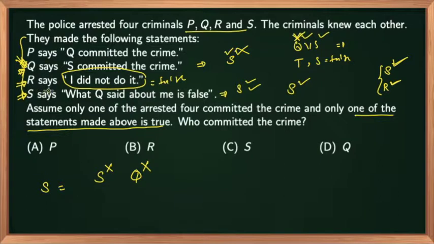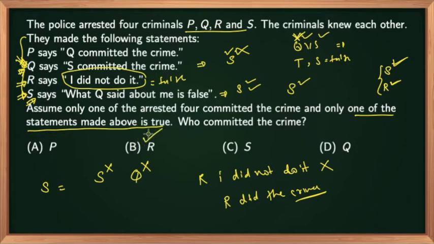Now whatever R says is also wrong. So R says I did not do it. See, this statement should be wrong, because only one of the statements is correct, right? And we know that S is true. So whatever statement R made should be wrong. That means this statement is wrong. That means R did the crime, right? So we know that R is the person who did the crime. Okay, so the answer should be B.